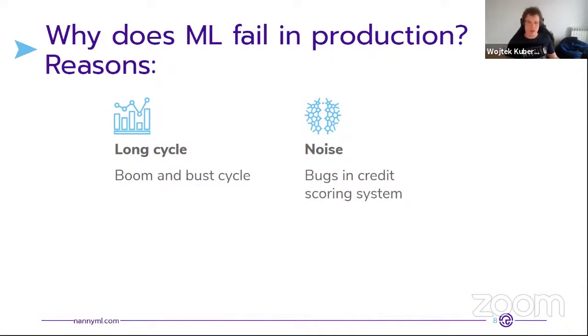And the last thing, kind of obviously, is that as our data becomes more noisy, because maybe there are new bugs in the credit scoring system, we'll lose performance. But that's kind of a given. So we have the reasons. We know what happens, we know the consequences, and we know the reasons.